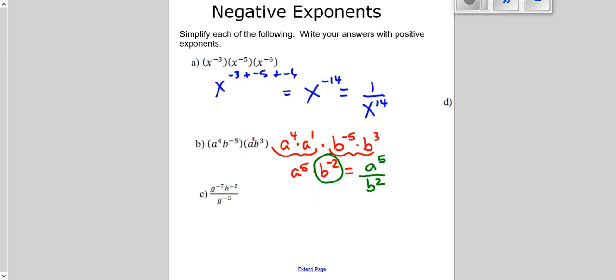All right, let's keep going. So we have g to the -7, h to the -2, g to the -5. So again, we can only put together the same base. So let's start with g. We're dividing here. So -7 minus -5. And then we have that h to the -2. And there's no other h's, so we're just going to leave it like that. This gives me g to the -2, h to the -2, and both of these are negative, so I'm going to write them by putting them in the denominator.